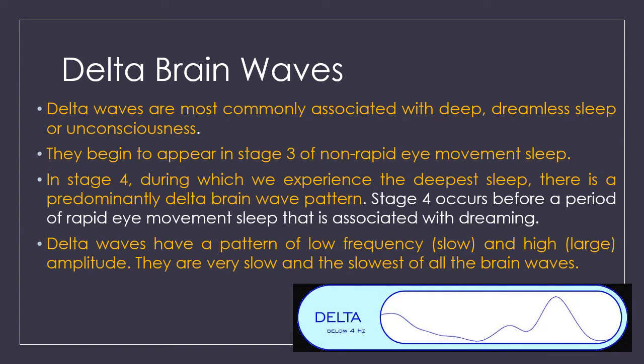Delta brainwaves are most common with deep dreamless sleep or unconsciousness, and they tend to appear at the start of stage 3 and then move into stage 4, which is the deeper sleep. These are sometimes known as slow waves. Right? And the reason why they're slow waves is because they do have a very slow pattern to them.